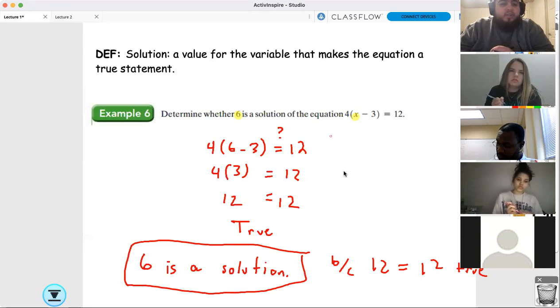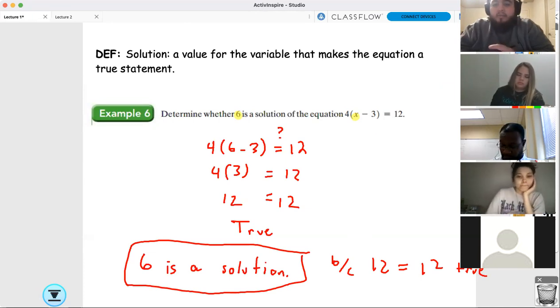Are there any questions on example 6, class? Any questions? All right, let's move on.